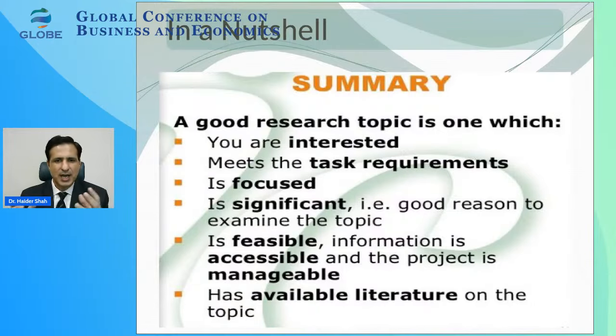Now the summary is what? A good research topic is one in which you are interested, when you meet the task requirement, when you are focused, and you have clarity about what you are trying to investigate. When you think that the topic is significant, worthy enough to be investigated, and it is feasible, accessible, as well as manageable in terms of time, resources, and energy. And you have the literature available on the topic so that you can make sense of it, make evaluations, come up with the reasons and then build an argument. So you see how we connected all the previous dots. In this way it is a systematic and organized activity.